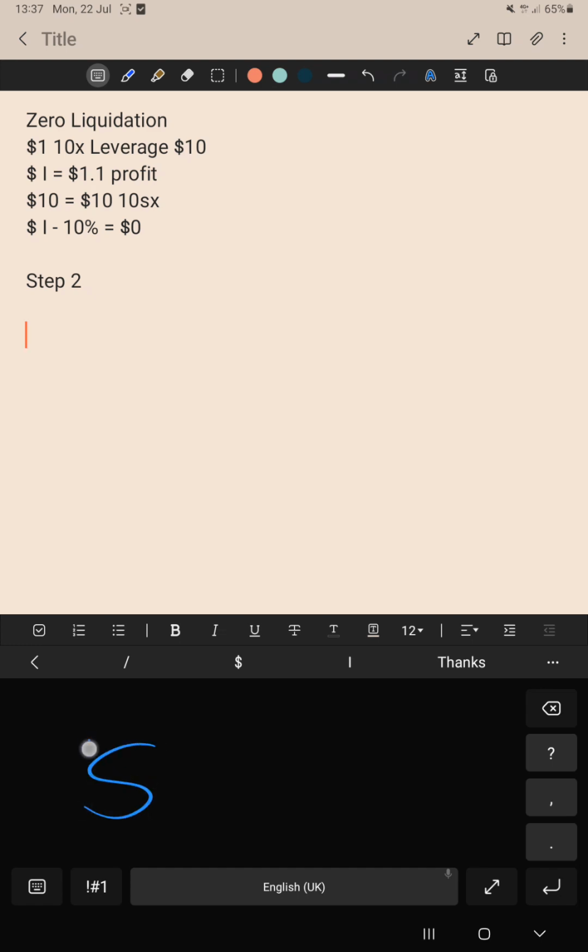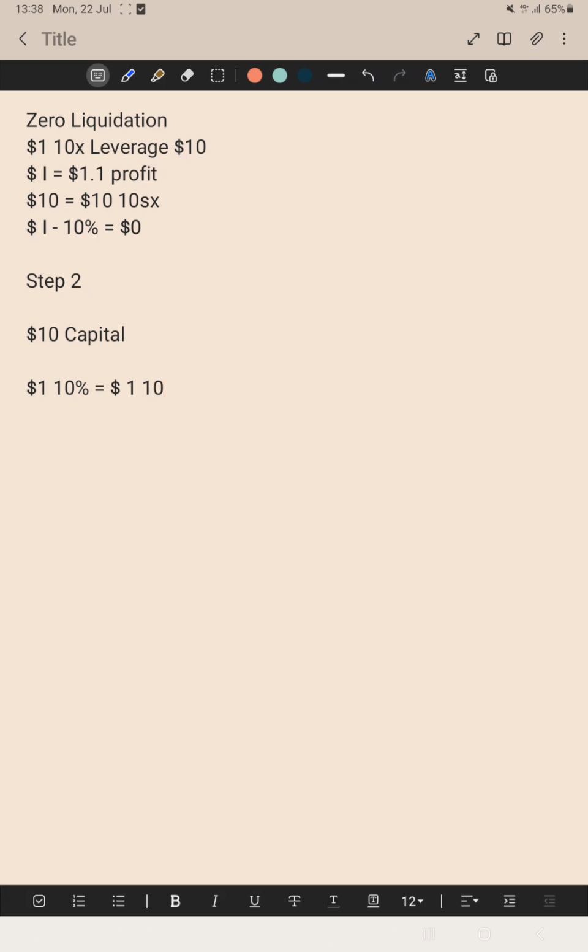So let's say this time around my capital is $10. Instead of trading with $10, what I will simply do is to enter a project with $1. Now what this means is, if the coin does 10% up, I will make an extra $1 because I am on 10x leverage.